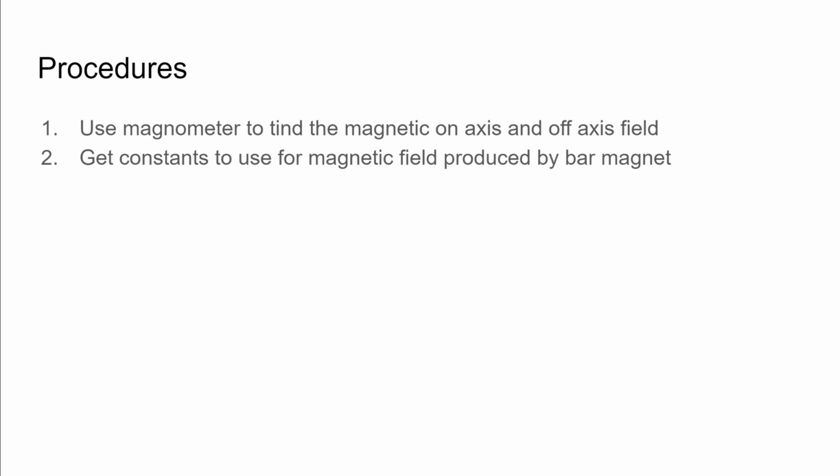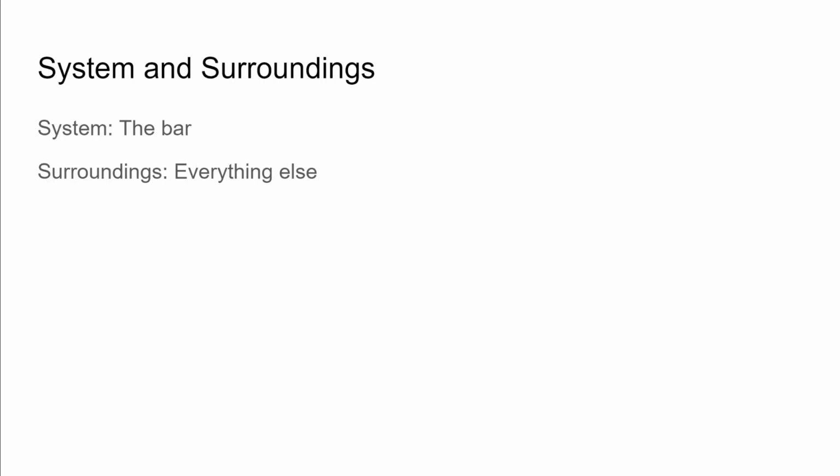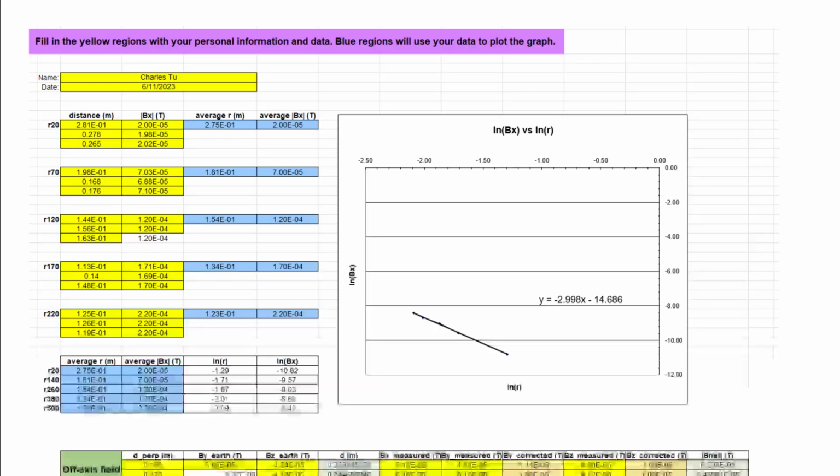So our procedure is we're first going to align the magnetometer with the Earth's magnetic north. Then we'll use a magnetometer to find the magnetic on and off axis field. Then we'll get the constants to use for the magnetic field produced by the bar magnet. So the system is a magnetic bar. Surroundings should be everything else around it.